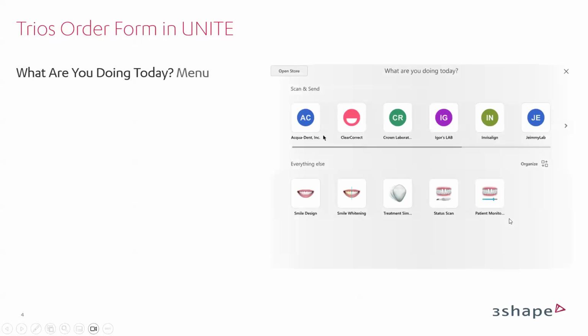Also, we can just check the triage order from Unite. Actually, what you are doing today. So when you are proceeding with some kind of sending option, the first thing you have to choose is the lab where you're going to send your scan. You can see that now, starting with the Unite software, you have easy access to your lab. When you're creating the order, the software will ask you to select the lab where this scan should be sent.